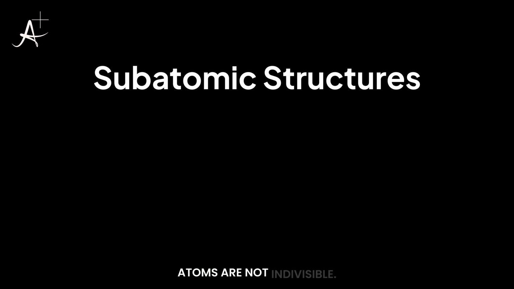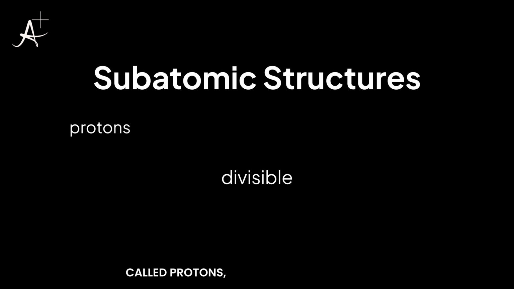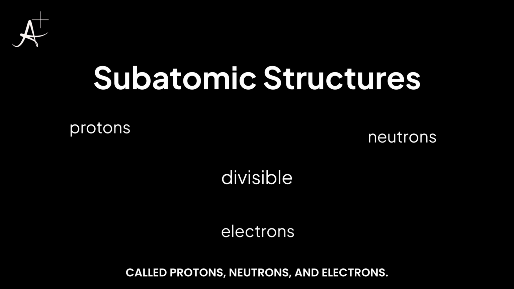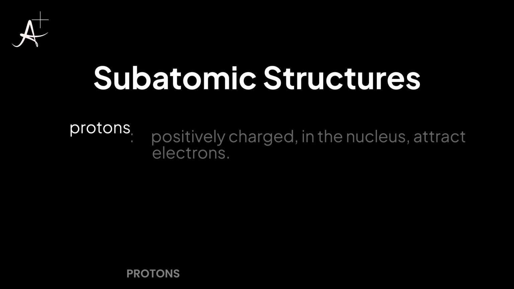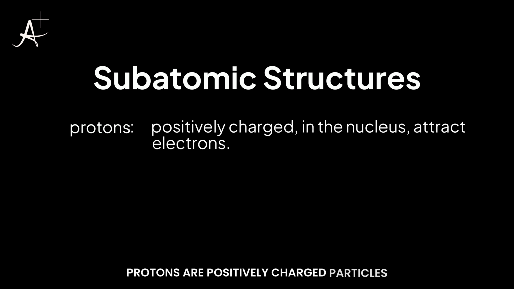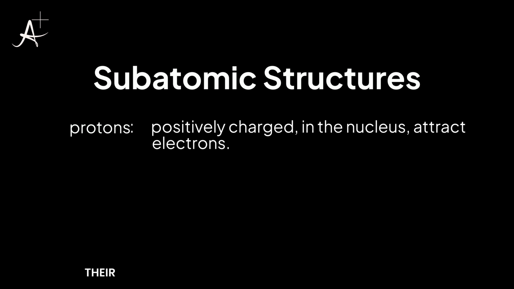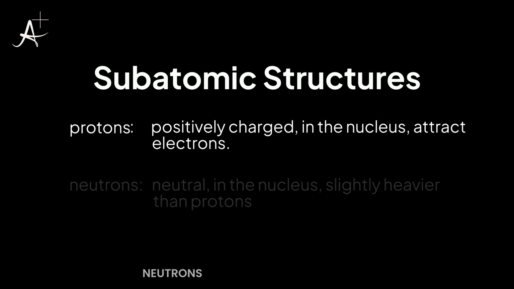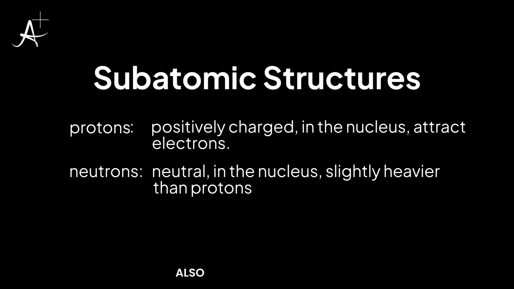Atoms are not indivisible. They consist of even smaller particles called protons, neutrons, and electrons. These subatomic particles define the characteristics of an atom. Protons are positively charged particles found in the nucleus. Their positive charge attracts the negatively charged electrons, keeping them close to the nucleus. Neutrons are neutral particles that also reside in the nucleus. They contribute to the mass of the atom and weigh slightly more than protons.